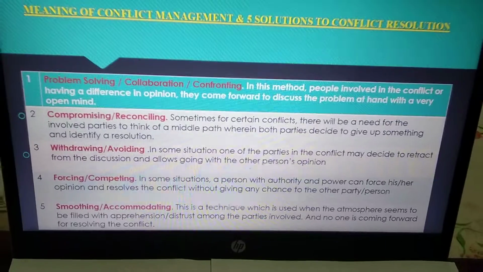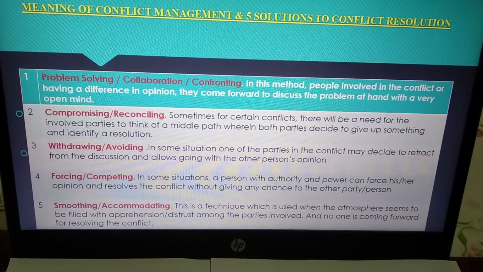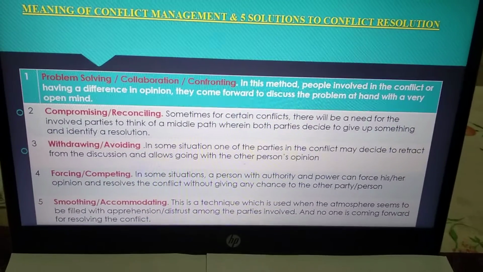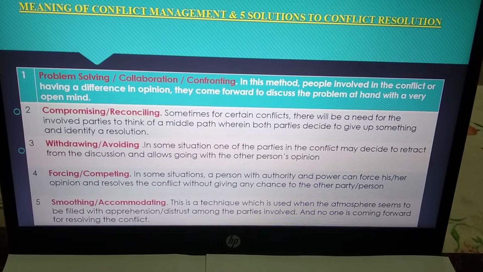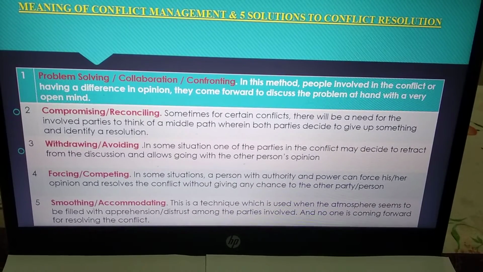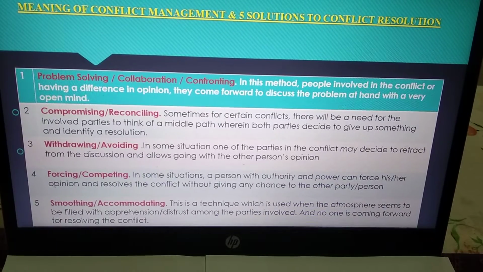And the 5 solutions to conflict resolution are: first, problem solving, collaboration, and confronting. In this method, as you see on the screen, people involved in the conflict or having a difference in opinion come forward to discuss the problem at hand with a very open mind.